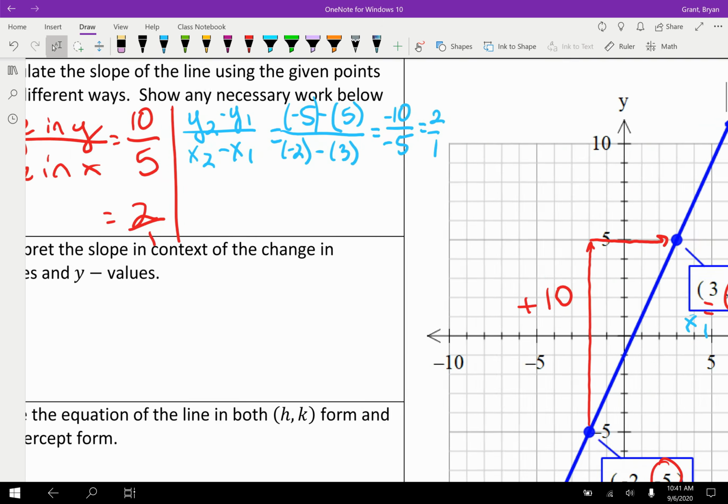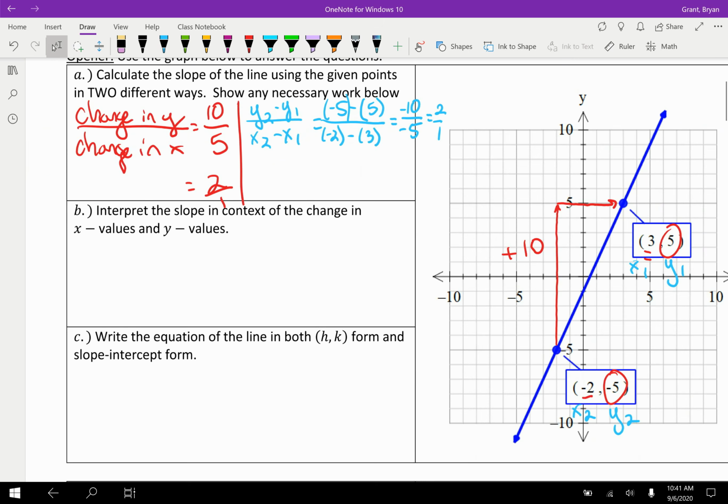Same idea. Nothing scary, it's slope. We should know how to find slope. If not, now you do, and I'm proud of you. So, on to part B. Interpreting the slope in context of the change in x values and the change in y. Well, interpreting slope is actually pretty important because it tells us how a line or how any graph moves.